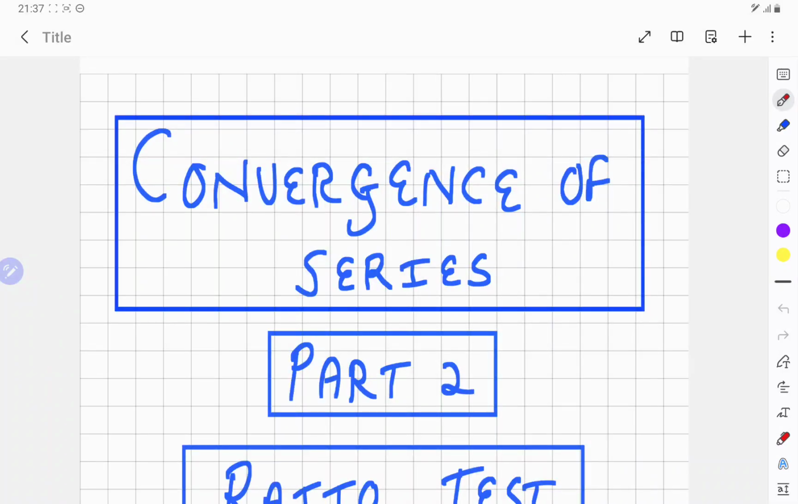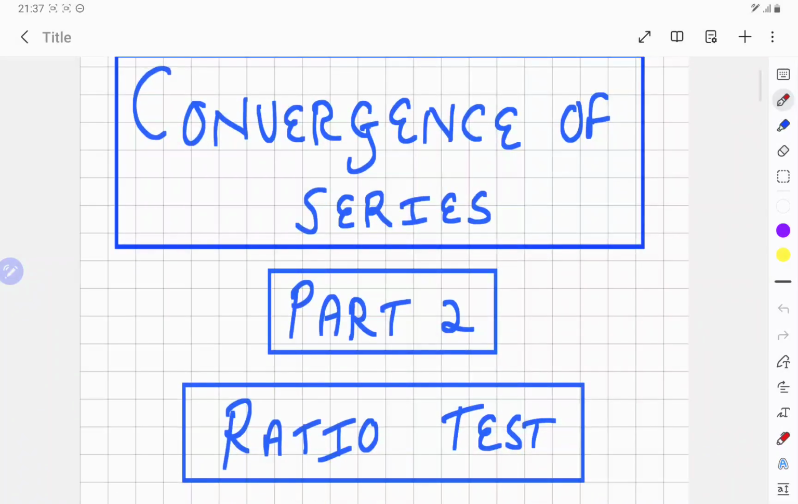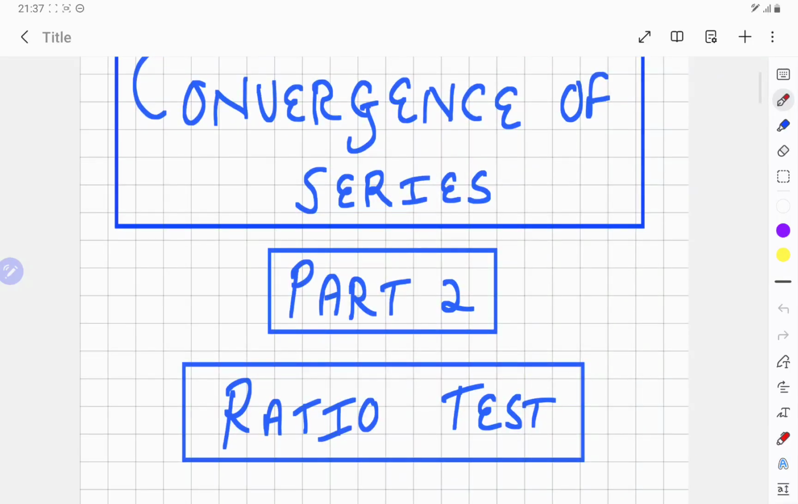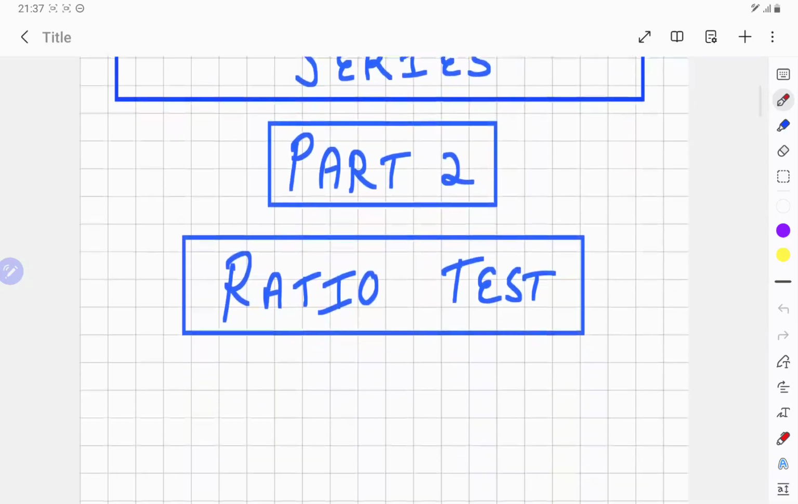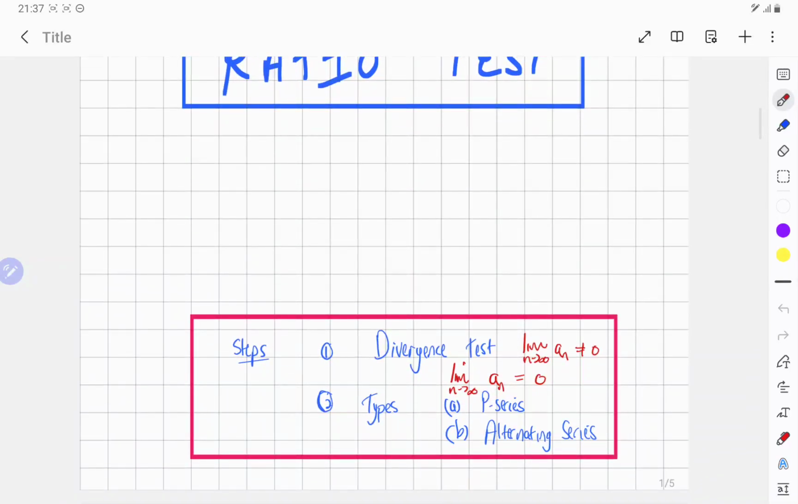We are doing convergence of series part 2. We will focus on the ratio test. Now, in my previous video, I did mention that it is advisable to follow steps when checking whether or not a series is convergent or divergent.